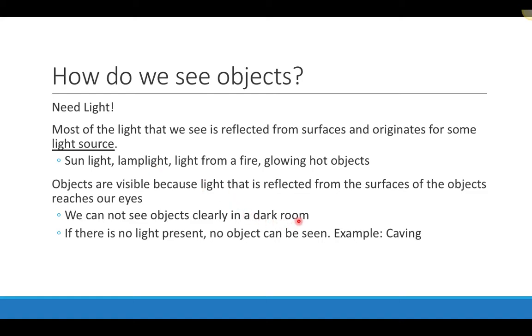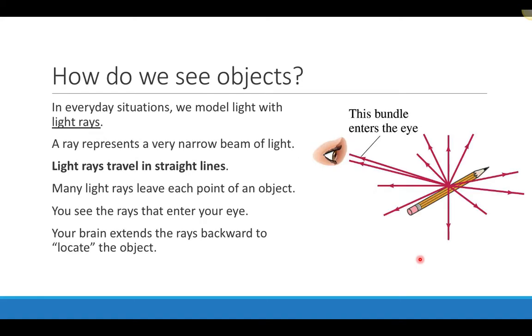We can't see clearly in a dark room because we don't have enough light to reflect off of those objects. In fact, if it's completely dark, like if you've ever gone on a tour of a cave, they will shut off all the lights and you can put your hand right in front of your face and you can't see it. So we need light to be able to see objects.